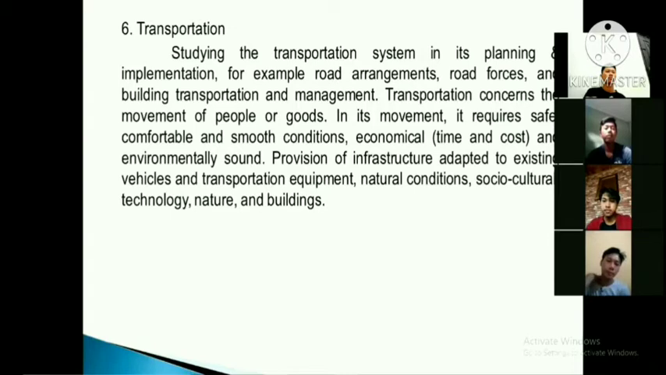In its movement, it requires safe, comfortable, and smooth conditions, economical in time and cost, and environmentally sound provision of infrastructure adapted to existing vehicles and transportation equipment, natural conditions, socio-cultural aspects, technology, nature, and buildings.